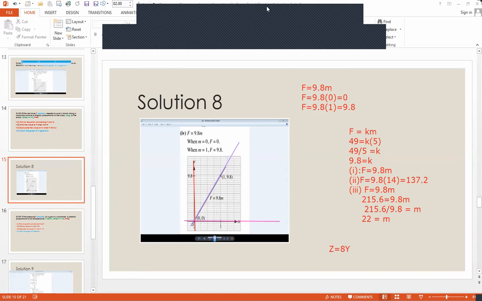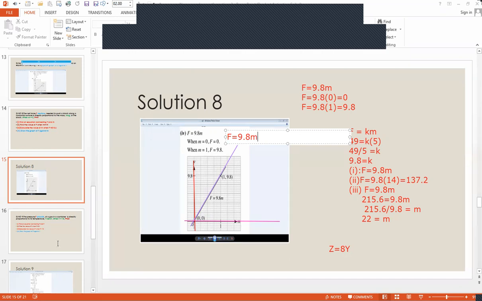So we have to write its movement here also. How does that graph move? It depends on the value of k. So it moves according to this value, that is 9.8. The change in F depends on this 9.8. When m is equal to 0, F is also equal to 0. When m is equal to 1, you multiply 9.8 with 1, because the change in F is 9.8 times m. Is that clear? That is question number 8. I think this question number 8 is also clear.